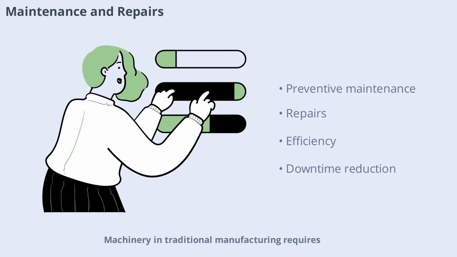Machinery in traditional manufacturing requires regular maintenance to prevent breakdowns. Skilled technicians inspect equipment, replace worn parts, and make repairs as needed. Preventive maintenance schedules help avoid costly downtime and keep production lines running efficiently. This attention to upkeep is a hallmark of successful traditional factories.